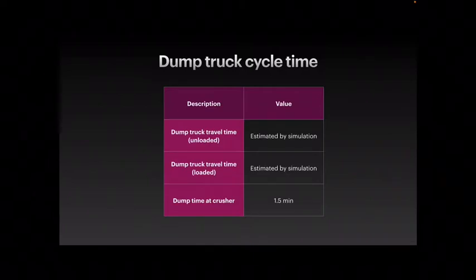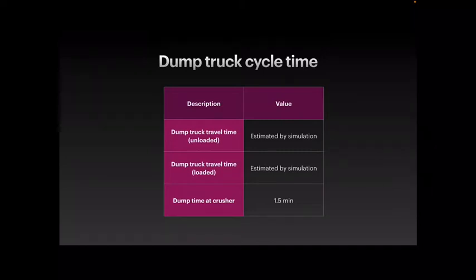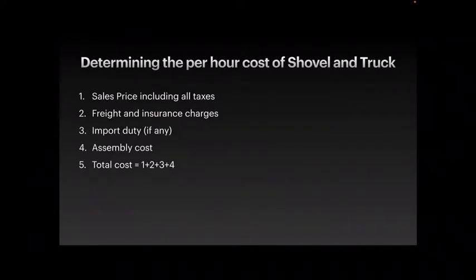In this slide I have divided the dump truck cycle time into three parts. One is the dump truck travel time unloaded. In this case, you can estimate the time by simulation. Then the dump truck travel time loaded, and this can also be estimated by simulation. And the dump time at the crusher or the dump site. This could be 1.5 minutes, or you can get the idea from an analogous project or some historical data.